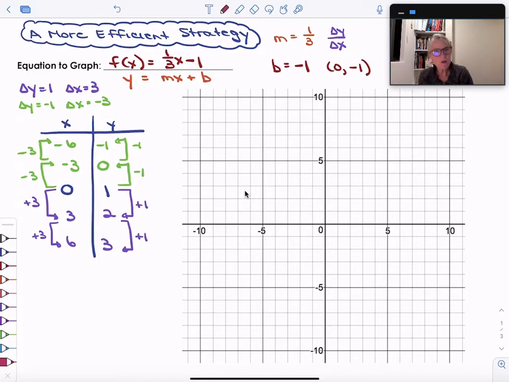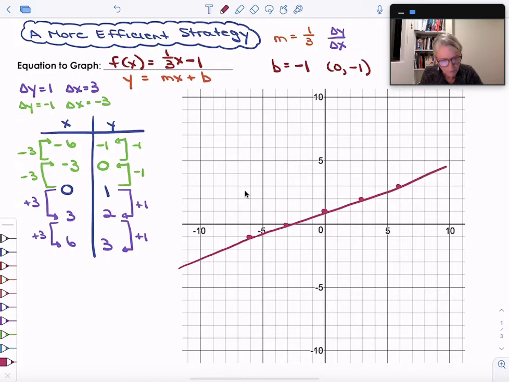So let's plot these points. I'm going to start again with my anchor point, (0, -1), and then I had (3, 0), (6, 1), (-3, -2), (-6, -3). Oh, excuse me. I hope you caught that. Got those points so quickly. Get your ruler. I mean it. Put your ruler down. Remember, I can't really do it on my iPad. Get your ruler down and extend your line throughout the entire coordinate plane.